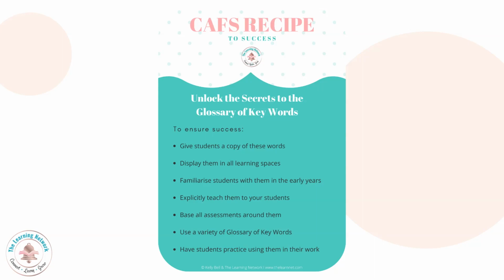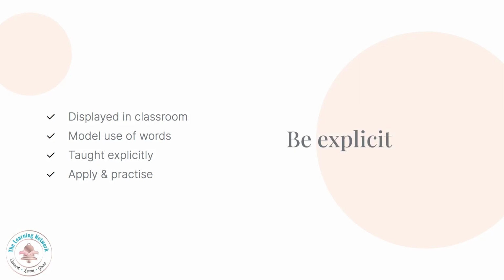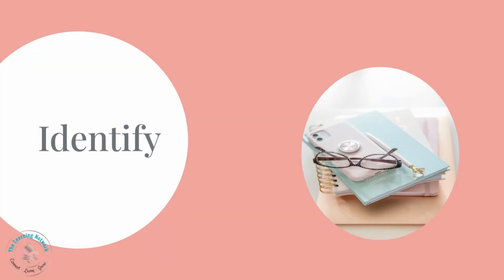The biggest thing here, though, is teaching them explicitly to our students. We can't assume they know what they are, and being able to base all of our assessments on them is key here. Using a variety of glossary of keywords is important, and the biggest thing is having the students practice them in their work constantly. So we're going to be super explicit. We're going to be able to display these in our classrooms, model the use of words, show the students what it really takes, teaching them explicitly and getting them to apply and practice their understanding of these words.